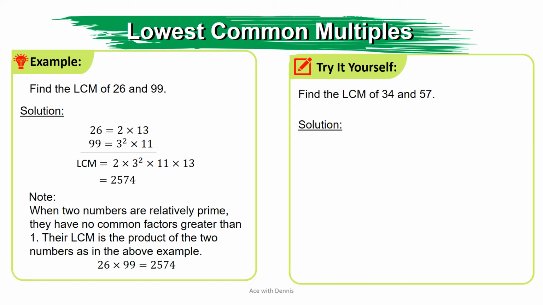Alright, here's the solution. So 34 equals 2 times 17. 57 equals 3 times 19. And again, in this example, you see that there is no common base. Therefore, the LCM will consider all the bases, which gives us 2 times 3 times 17 times 19, and we get 1938.